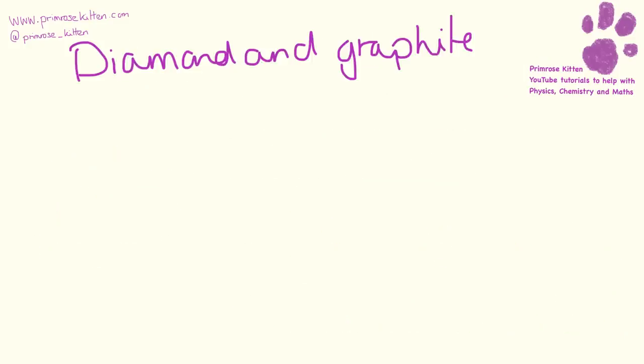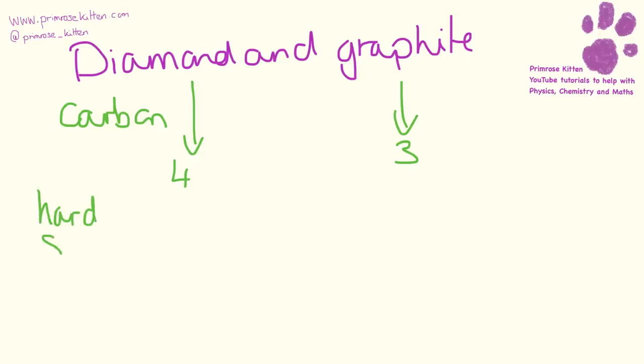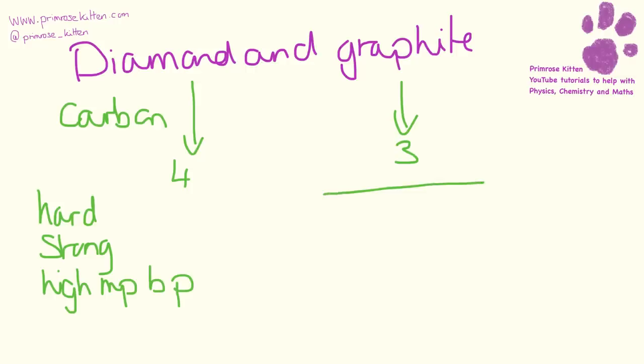Diamond and graphite are two examples of structures that are made purely from carbon, but diamond is going to make four bonds and graphite is going to make three bonds. So diamond, as I mentioned before, is hard, it is strong, it has higher melting points and boiling points, whereas graphite is in layers.